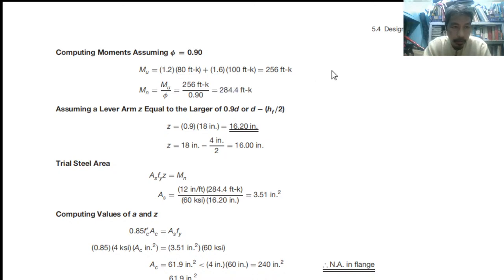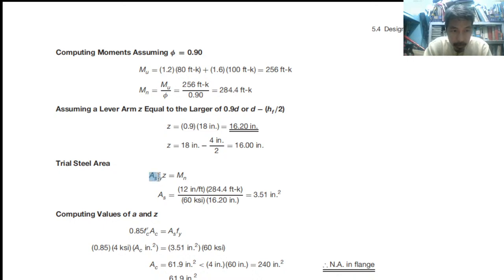Okay? So, lever arm, take note of this. Either 0.9 d, or d minus hf over 2, the larger of the two. Which one is the larger? 0.9 d or d minus hf over 2? So, 16. So, the larger one is 16.2. Therefore, use that value for the lever arm.